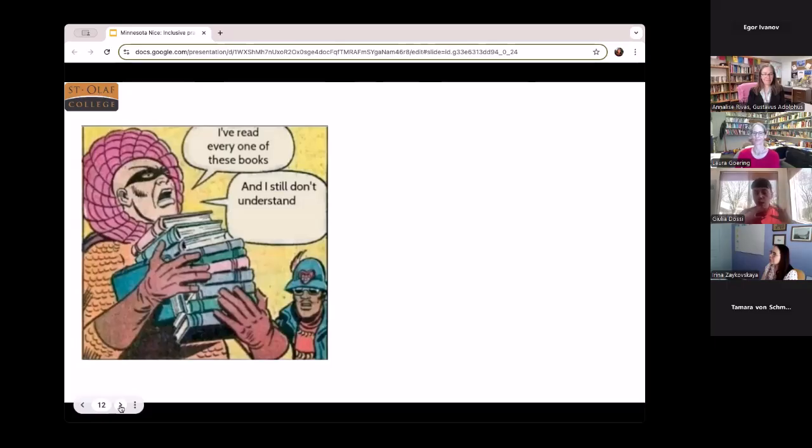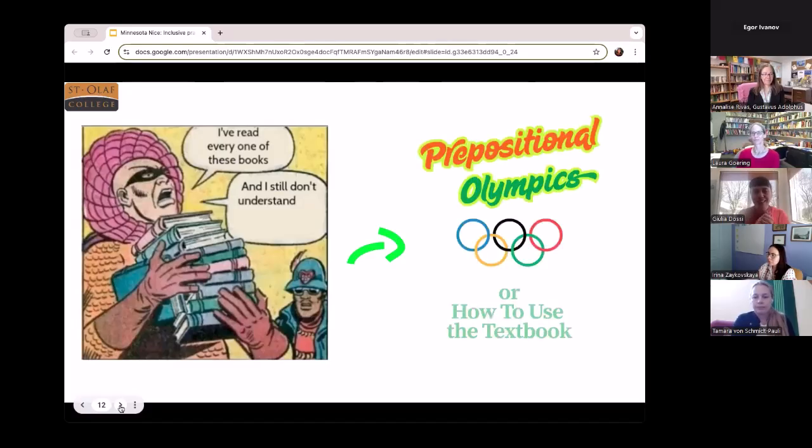And so, among more boring things that we did, but very important, like literally explaining how it works, how the workbook references back to a grammatical point in the textbook, etc., I also did one fun activity that I want to talk about today, specifically on how to approach a textbook, demystifying it, making it more fun, making it more accessible. Slide, please. So here comes Prepositional Olympics, or how to use the textbook.